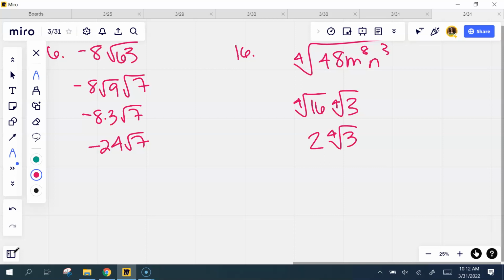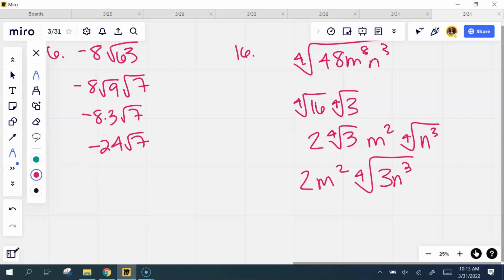How about m to the 8? M to the 2nd, because 4 goes into 8 twice. And then 4 goes into 3 how many times? None, and the remainder is 3. So you just leave it there. You can't really do anything with it. So this becomes 2m squared, fourth root of 3n cubed.